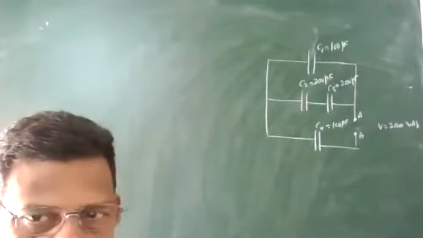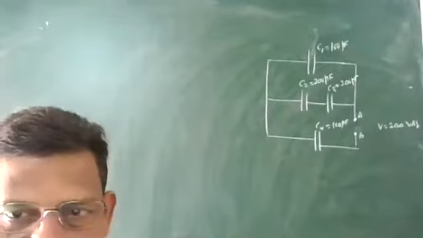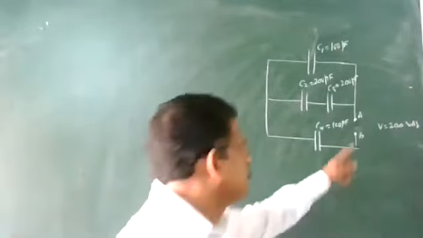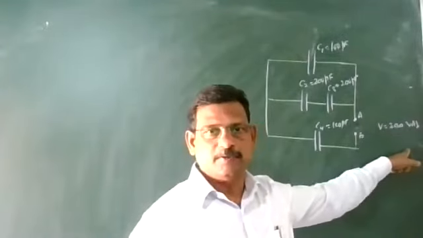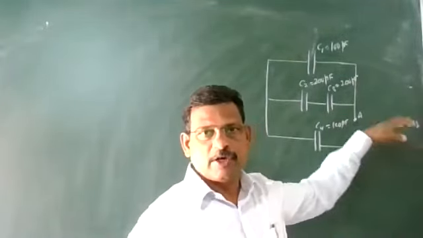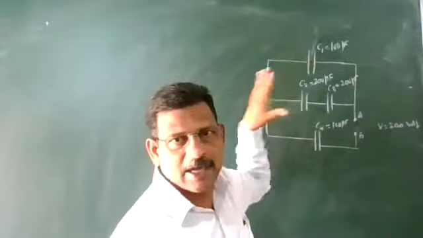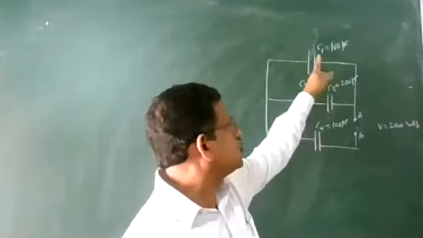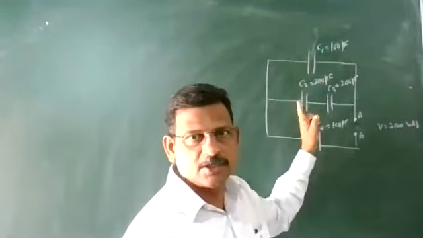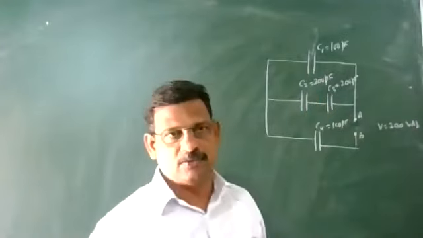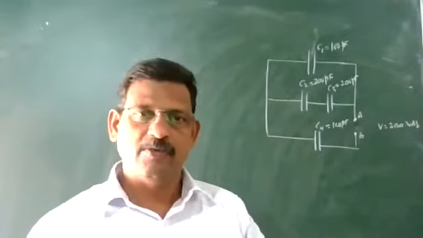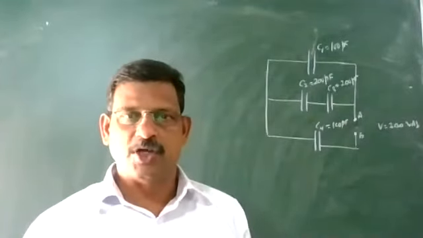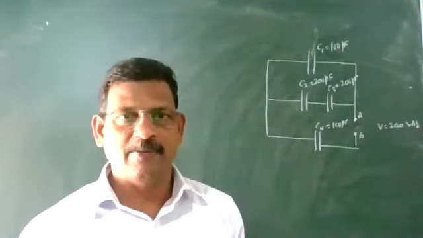So you have to find the equivalent capacitance between A and B. In addition to that, the potential difference between A and B is given as 300 volts. So you have to find the charge and potential difference across all the capacitors C1, C2, C3, and C4. Not only equivalent capacitance, here we have to find the charge on all capacitors and the PD across them.